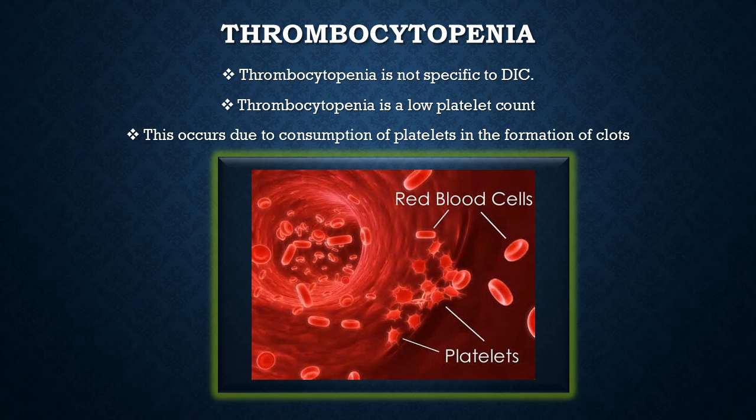Thrombocytopenia is often seen with DIC, but it's also often seen with other underlying disorders as well. Therefore, it is not specific to DIC. Thrombocytopenia basically means a low platelet count. So we can understand that with this process, why there would be a low platelet count, because platelets are consumed in the process of clot formation. So we understand low platelet count because there's high clot formation.